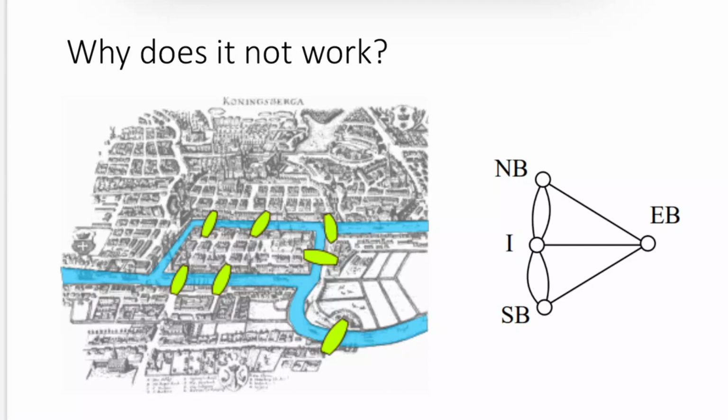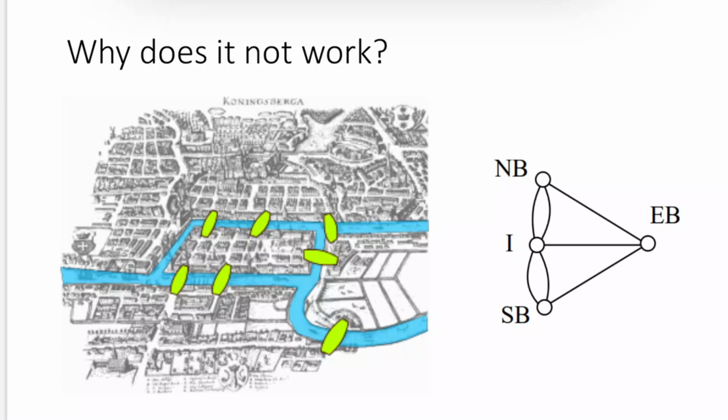So in that assignment, you must have discovered that it is not possible to go on a walk through the city and cross each bridge exactly once. And the reason why it doesn't work is because of the number of bridges that are leaving each landmass. So if you remember, the degree of a vertex is the number of edges that are leaving it, or the number of vertices that are adjacent to it.